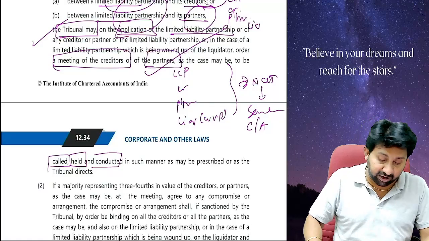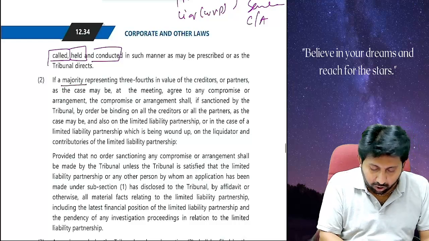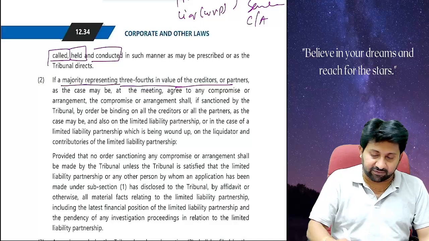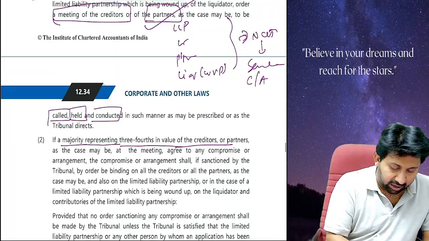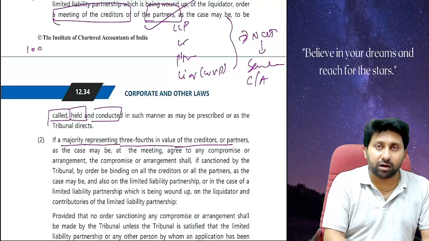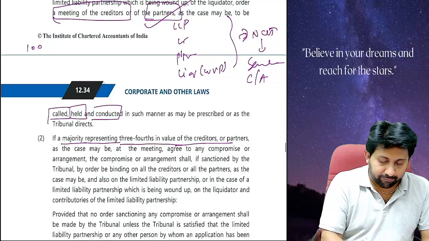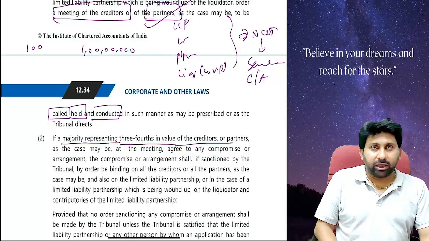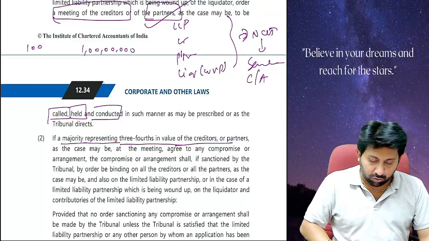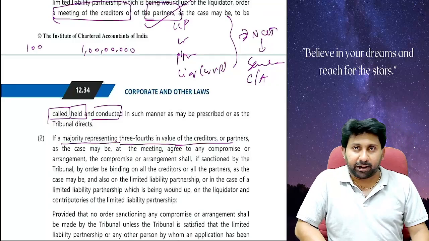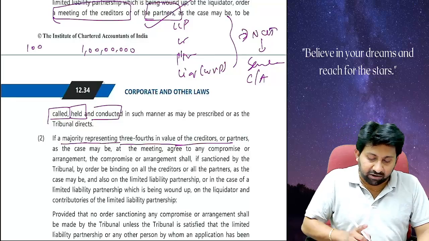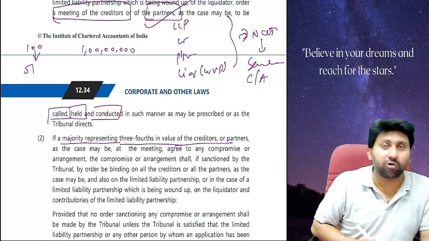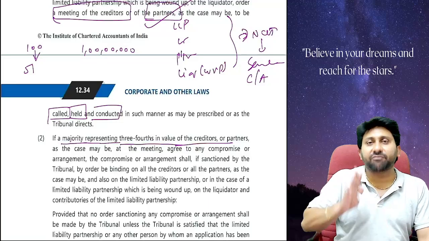See here, there is one very important point. Majority representing 3/4 in the value of creditors or partners. What do you mean by that? If there are 100 partners who brought 1 crore capital, okay, 100 partners holding 1 crore capital. Now the question arises: majority representing 3/4 means first, 51 should say yes. Majority means more than 50.